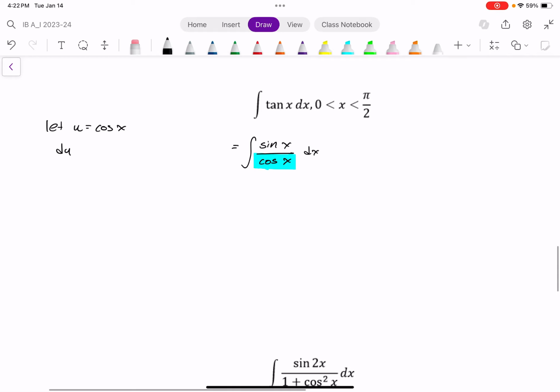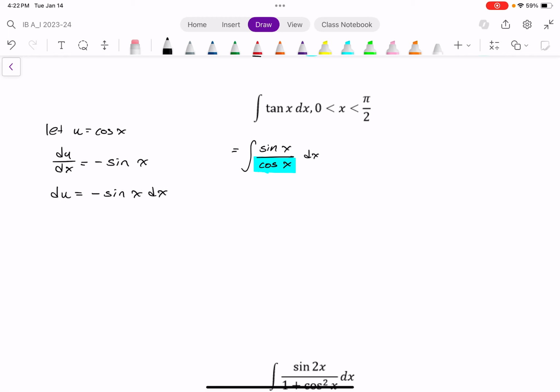That means du/dx will be minus the sine of x. Multiply both sides by dx, and you get du equals minus sine x dx. All right, so now if I look at what I have here, sine x dx, that's right there. I just don't have that negative, but I need to create a negative.